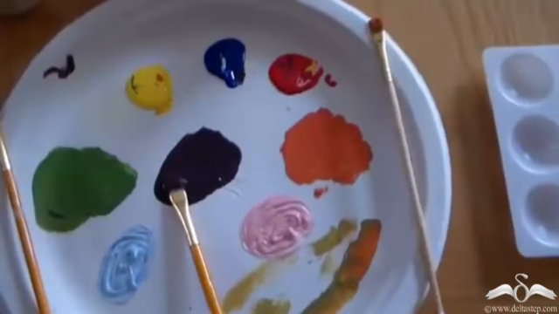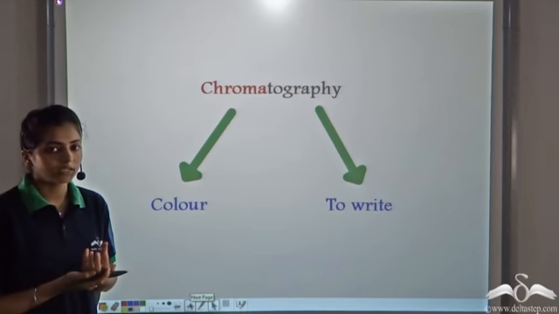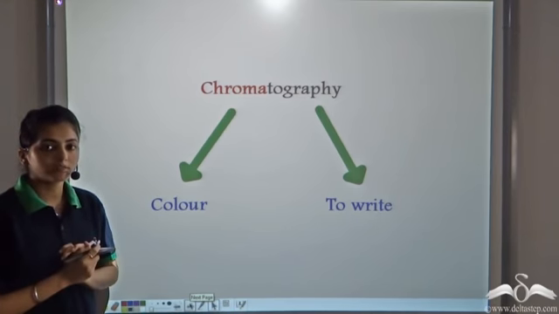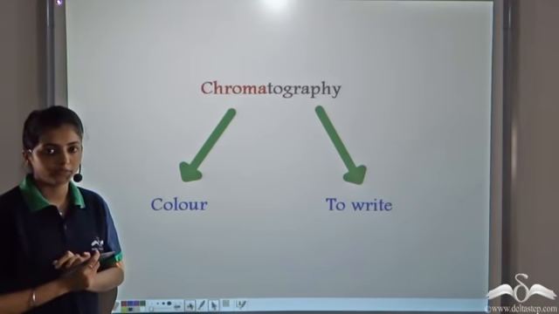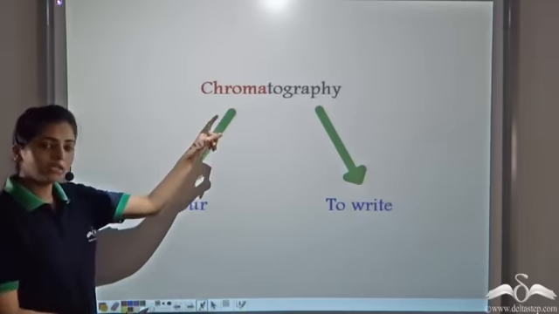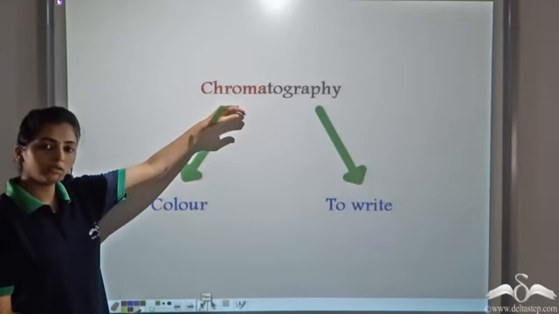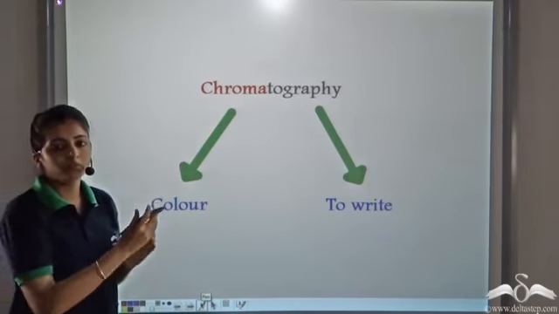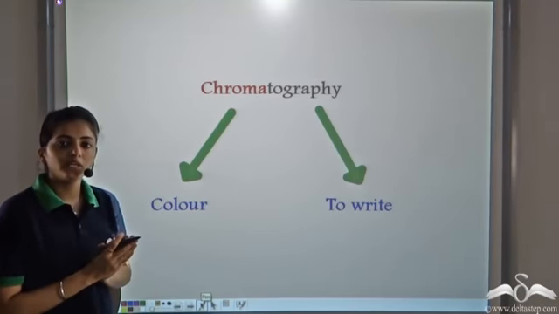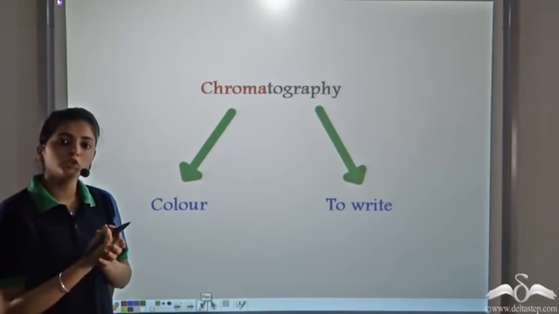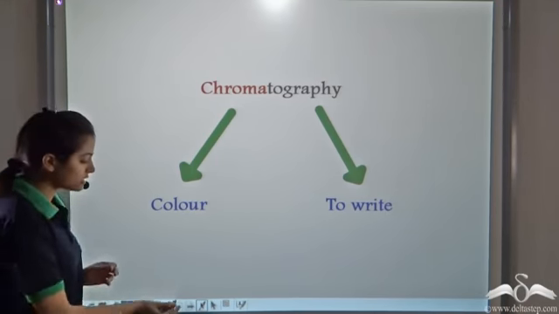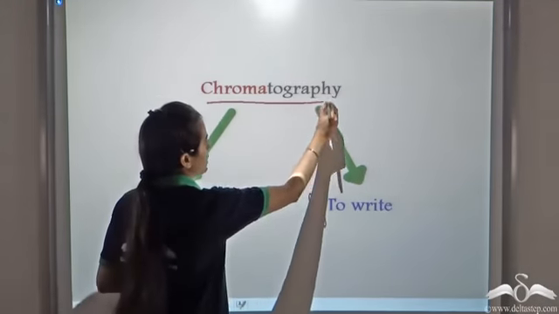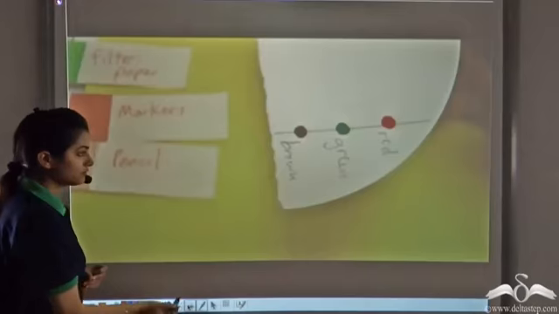Now that you have the secondary colors, you want the primary colors back. Once you make the secondary color, how do you get the primary colors back? You use this technique, the technique known as chromatography. This chromatography comes from two words. Chroma means color and tography means to write. So whenever we have any ink and we want to check if it is made up of different colored components, we use this technique which is known as chromatography. Let's see how this works.